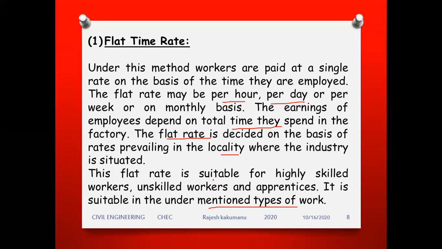Whether educated people, school student, college student, or engineering graduate, they will say we will give only 200 rupees per day, either skilled or unskilled, experienced or inexperienced. So they will fix the flat rate and they will give as per the process. That is a flat time rate process, right?